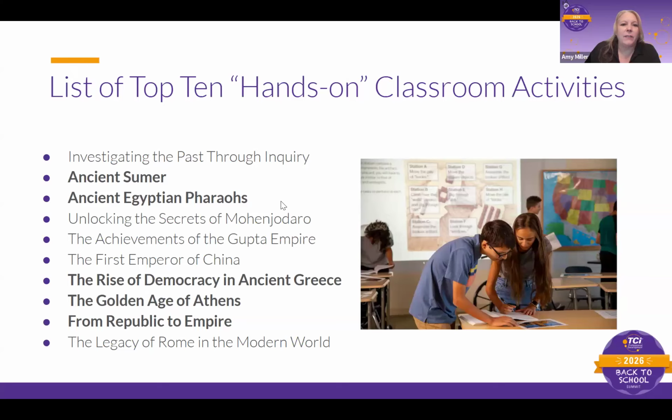You'll also see that there are other lessons on this list of top 10 that are not bolded. The not bolded just means I think they're great. They're incredible hands-on lessons, but because we have a limited amount of time together today, I'm really going to just be covering the ones that are bolded. And I'm going to start with ancient Sumer.